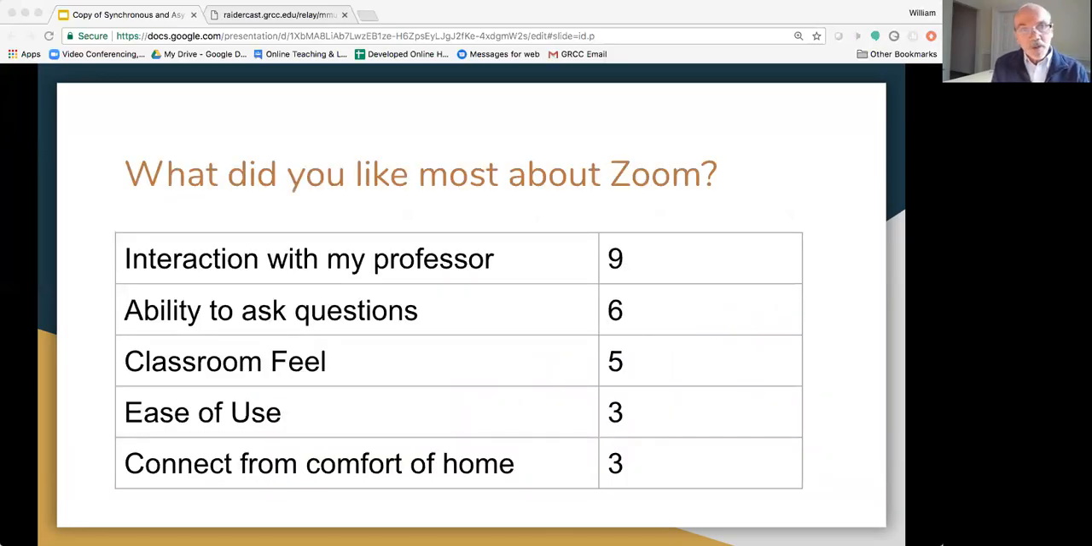We asked the students what they most liked about Zoom, and the number one answer, again, was interaction with my professor. That was the highest. The ability to ask questions was second. And then again, this whole business of classroom feel. I thought that was interesting too, because that classroom feel supports a sense of the here and now. Our goal when we were looking at Moore's transactional distance theory was to bring that sense of here and now, the classroom feel, into the asynchronous environment. And so to me, this speaks to that. I think it talks about how we're able to make that happen.